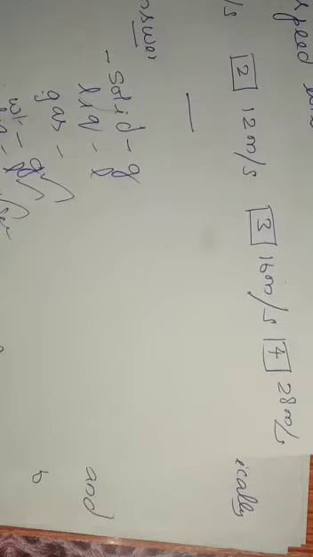The first formula is for velocity. Velocity means speed... not speed, displacement by time. I strongly wrote displacement by time. Any problem here? Displacement by time, that's velocity. Displacement is S, time is T. So velocity is displacement S by T.